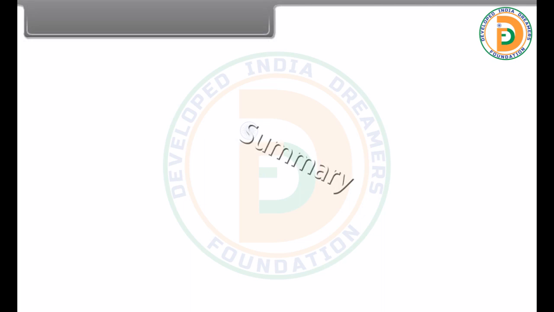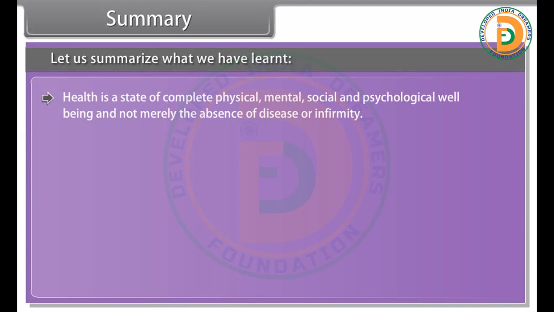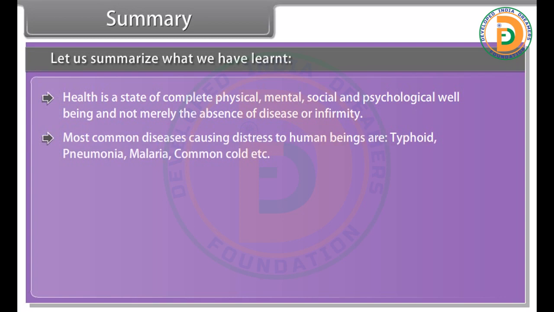Summary. Let us summarize what we have learned. Health is a state of complete physical, mental, social, and psychological well-being and not merely the absence of disease or infirmity. Most common diseases causing distress to human beings are typhoid, pneumonia, malaria, common cold, etc.